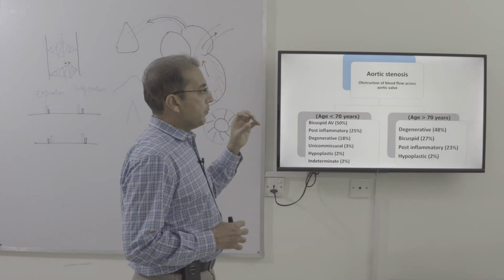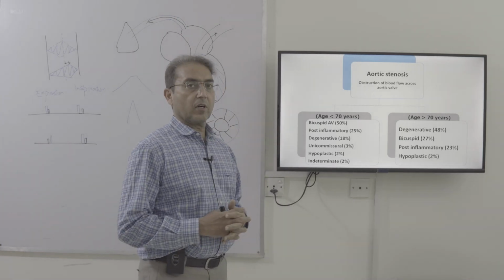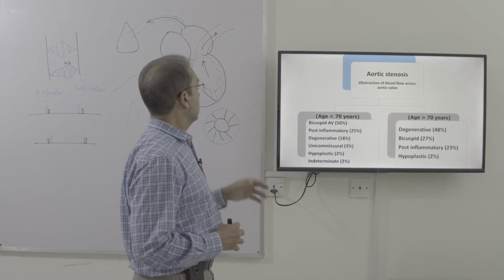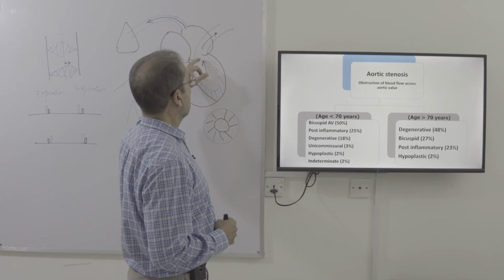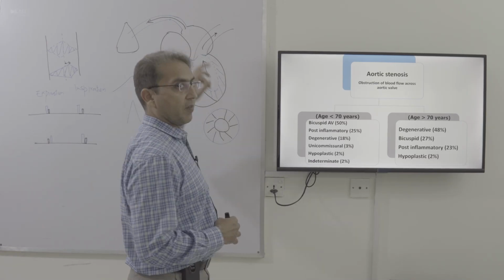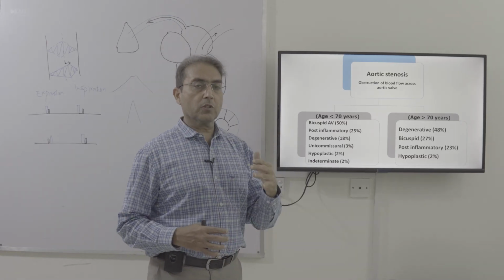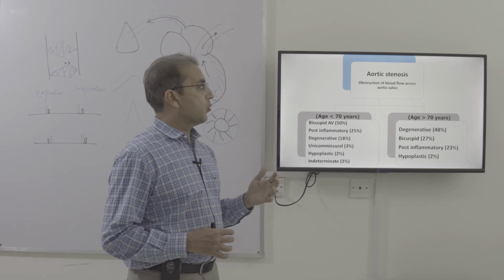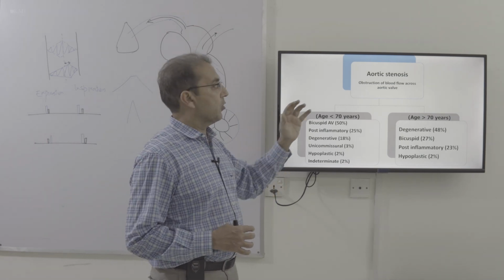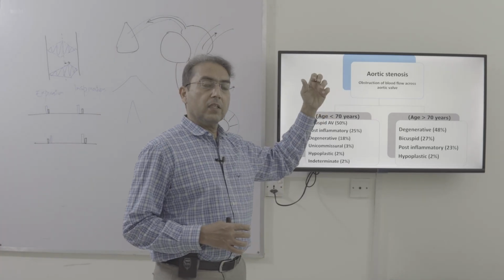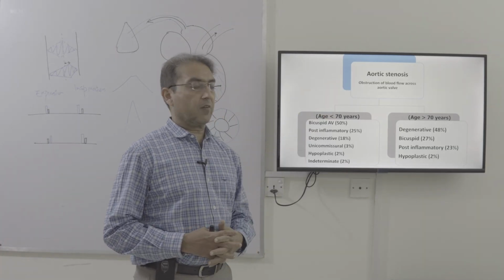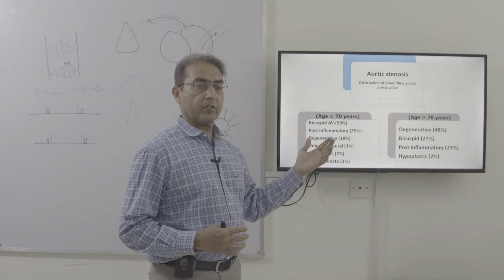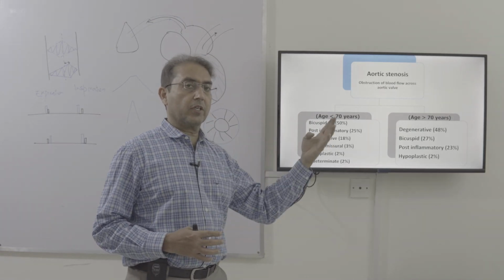Now there are three types of problems in the left ventricular outflow tract which cause obstruction. One of them is valvular stenosis, the other ones are subvalvular or supravalvular stenosis. That is, the stenosis may be lying below the aortic valve or it may be lying above the aortic valve. But today we are going to discuss the problems of aortic stenosis, that is, the problem of the aortic valve itself.